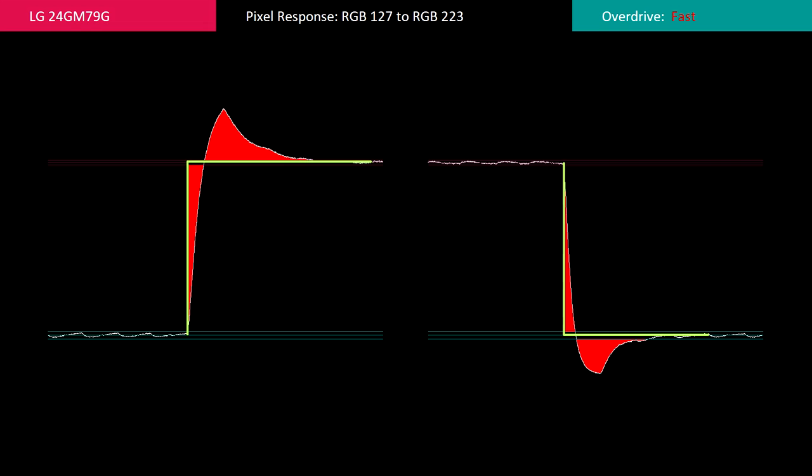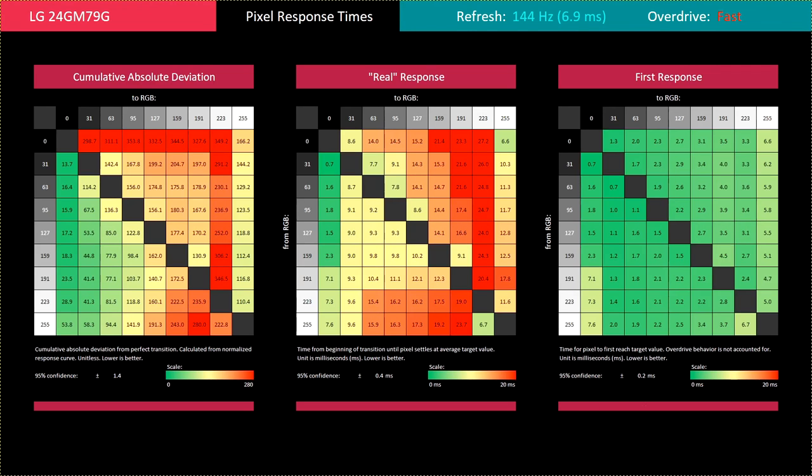Let's go back to the chart and compare the rise and fall times for this response. Just eyeballing, the falling transition appears to happen faster and with less overshoot to boot. For the first response, 127 to 223 happens in just 3.1 milliseconds, and its reverse in 2.2 milliseconds. Both are quite good. But looking at the real response, the rise takes 24 milliseconds. The fall is bad as well at 16.2 milliseconds.